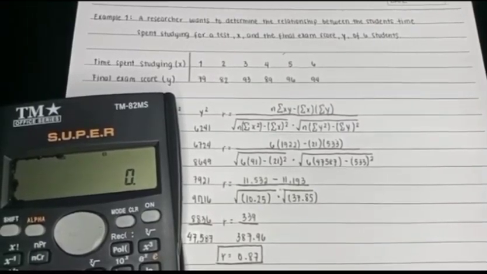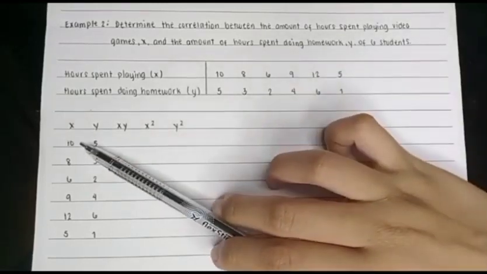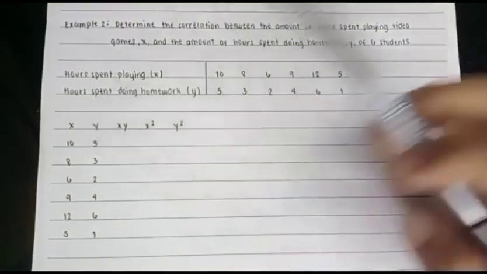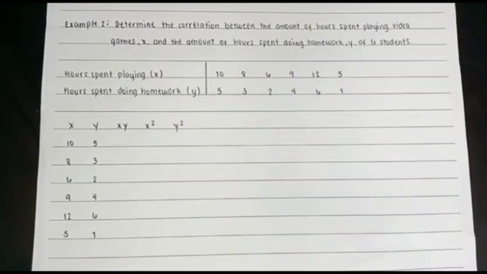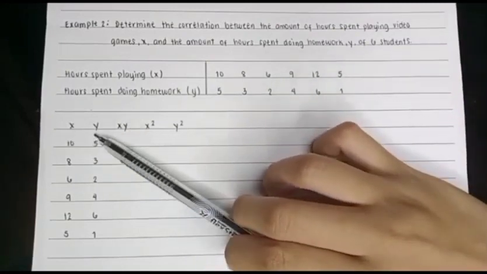Let's proceed to example number 2. Determine the correlation between the amount of hours spent playing video games and the amount of hours spent doing homework of 6 students. Our x is the hours spent playing video games while our y is the hours spent doing homework. The values of x and y are already arranged, so we can proceed to the xy, the product of our x and y.